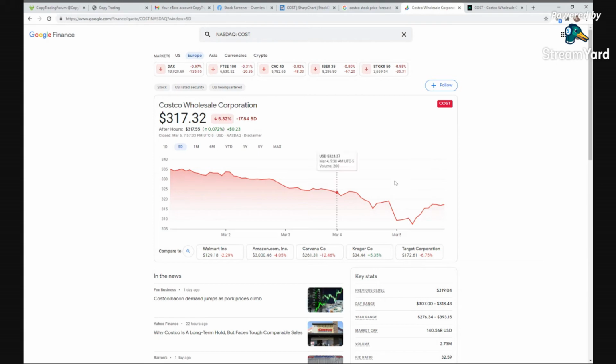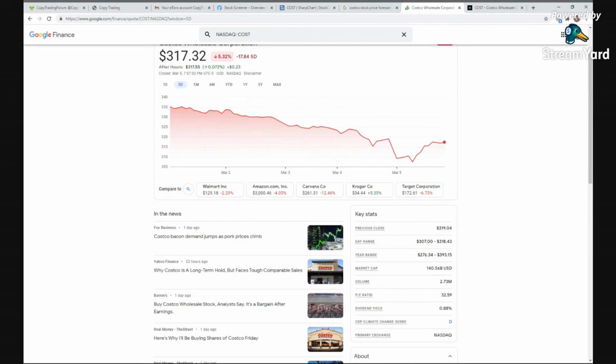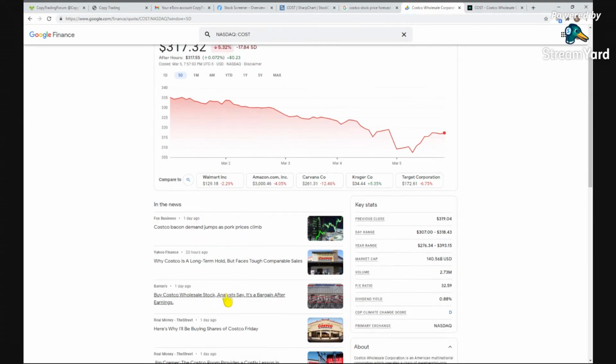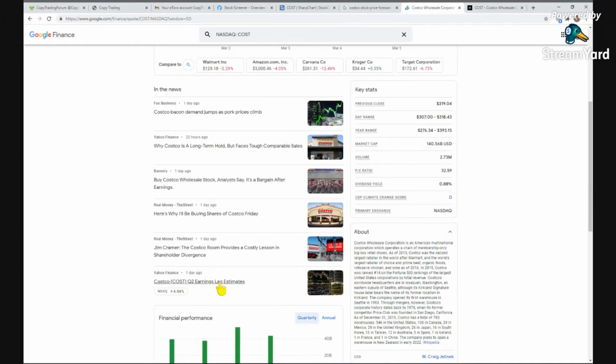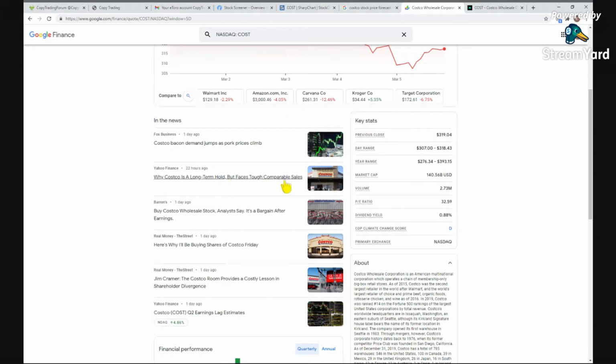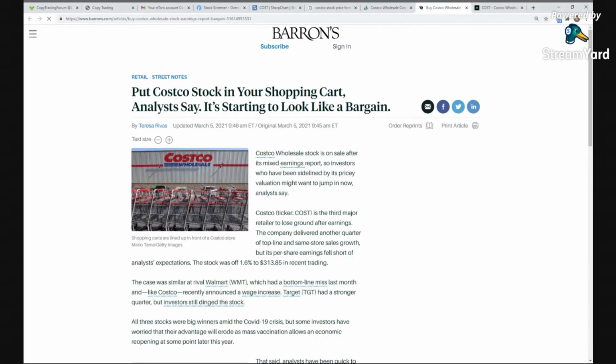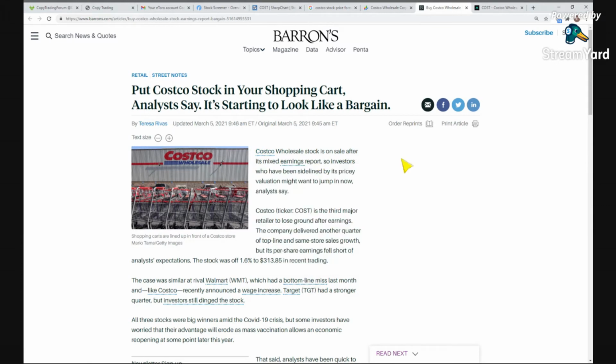But let's go here. All of these websites, I use this strategy, but I also search YouTube. Just for an example here, I'm going to look in the news, check all the latest news. You can see good news here, even by the headlines: why Costco is a long-term hold, Costco bacon demand jumps as pork price climbs. So good news there. Buy Costco Wholesale stock, analysts say it's a bargain after earnings. This is all great news. Good news is a catalyst that will also make the stock price go up in value. When people see good news, they go online and start to invest. It says here Costco stock is on sale after mixed earning reports. So investors, Costco is the third.